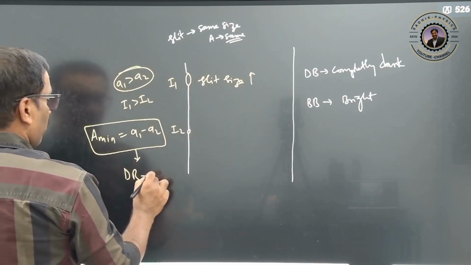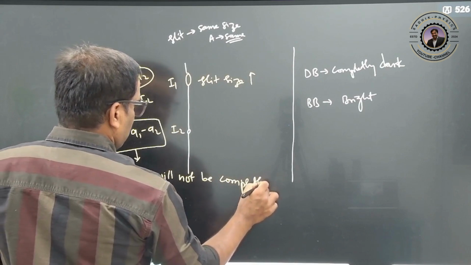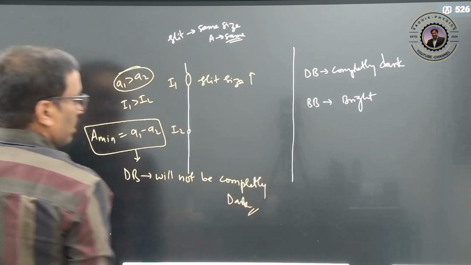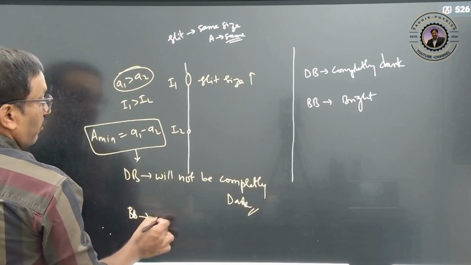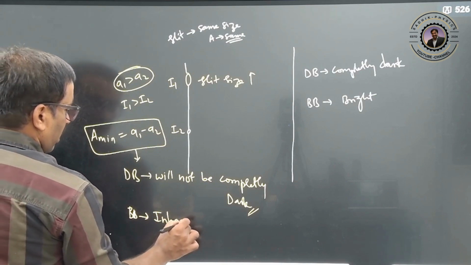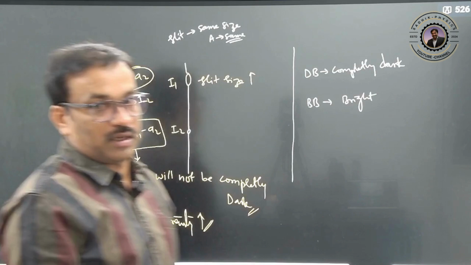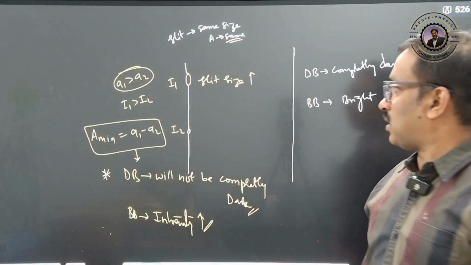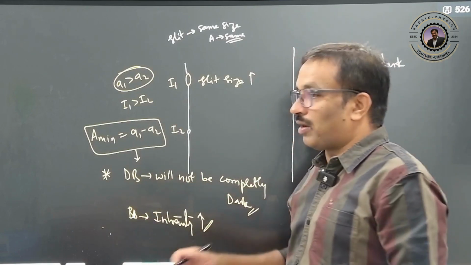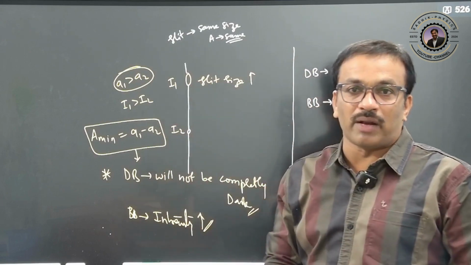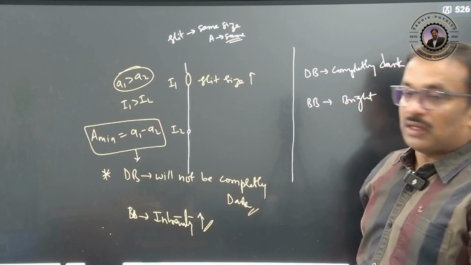Therefore the dark band will not be completely dark. Clear? And the intensity of the bright band will increase. These types of questions are frequently asked in the examination. So if one of the slit sizes is increased, the dark band will not be completely dark, and the bright band will be much more intense, because more light is coming through. Clear? So these are the basics.